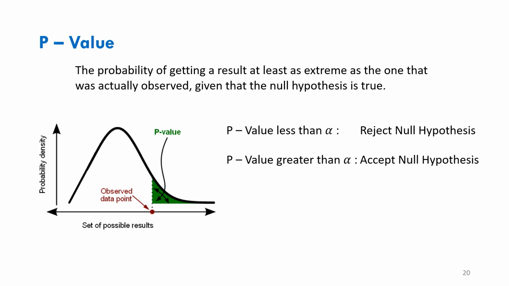So a significance level of 0.05 indicates a 5% risk of concluding that a difference exists when there is no actual difference. If the p-value is less than or equal to the significance level, you reject the null hypothesis and conclude that not all of the population means are equal.